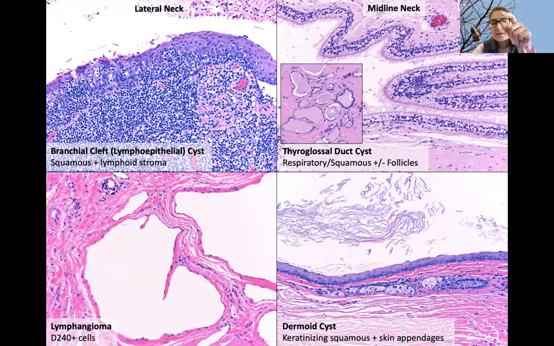Thyroglossal duct cyst in the midline is lined by either squamous or respiratory epithelium, often has thyroid tissue in the wall, so that's helpful for diagnosis. And dermoid, again, your other developmental related cyst, tends to also be lined by keratin, just like the branchial cleft cyst, but does not have necessarily inflammation in the background, and does have skin appendages that feed into the cyst, so hair follicles, sebaceous units, etc.